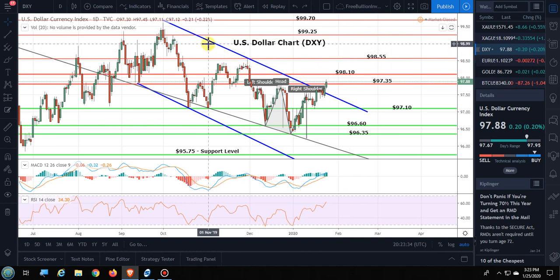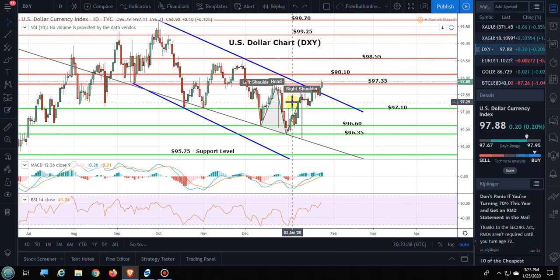The dollar had been trading inside this descending channel for over a month, and I also showed you this head and shoulders pattern, which the dollar did not confirm. It was denied, I believe last week, and I really wanted to see where the dollar was going to go.